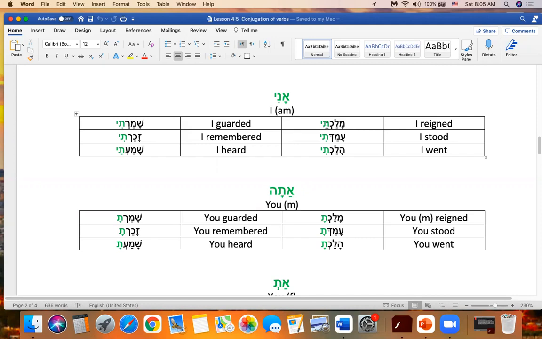So it's really easy when you see a tav with a yud, it's usually something that has to do with I. It even works for some of the nouns too. So all you do is attach T at the end of the root.